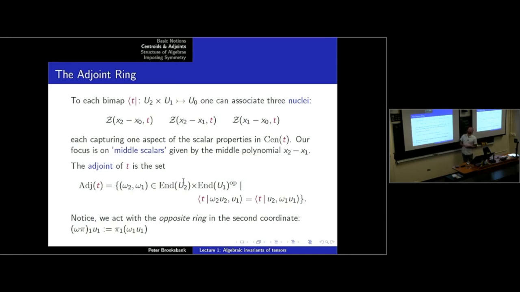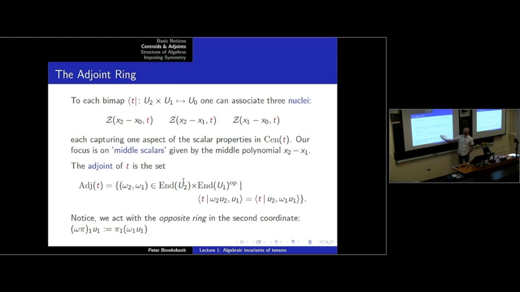I'm going to focus on the middle scalars here. So I'm going to be looking at this polynomial x2 minus x1. And if you write out what this means, the polynomial equation gives you this kind of adjoint relation. We've seen this a few times already in the talks. And again, I think James alerted you to this yesterday, that somehow associative rings are anomalous in all of this and unnatural in some way.